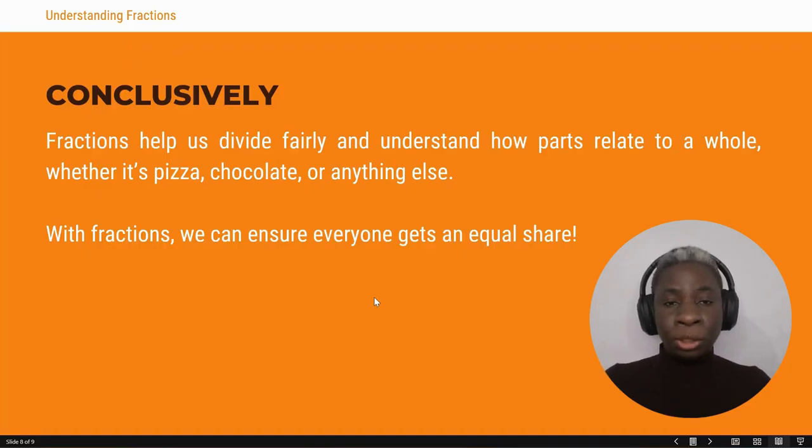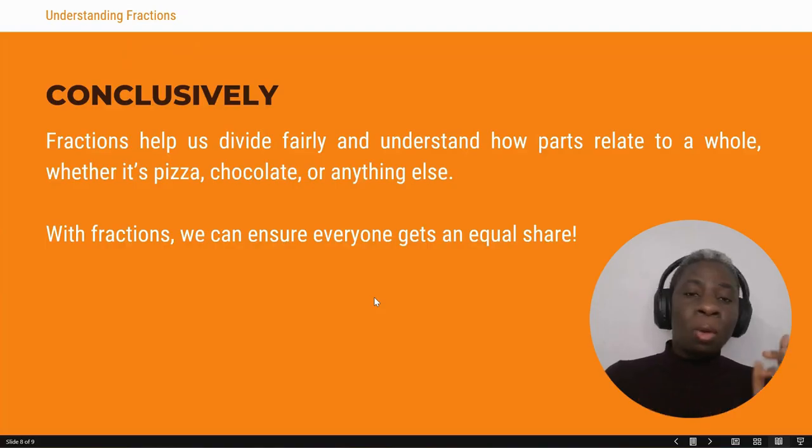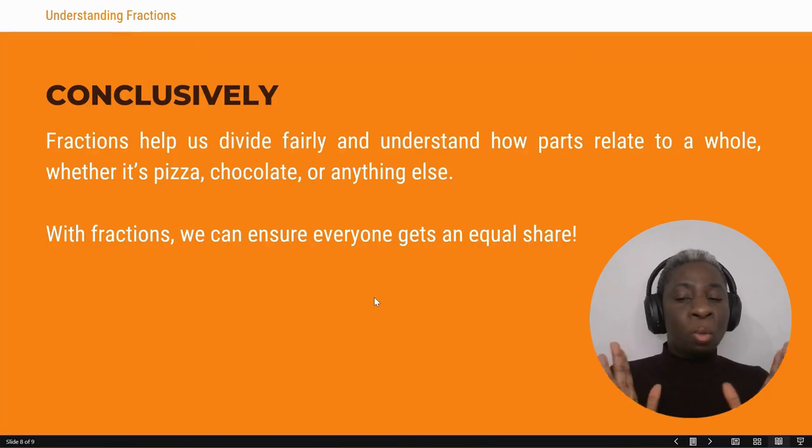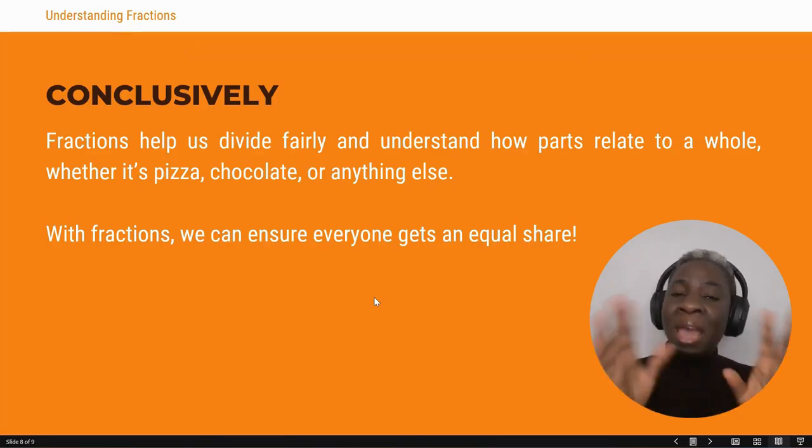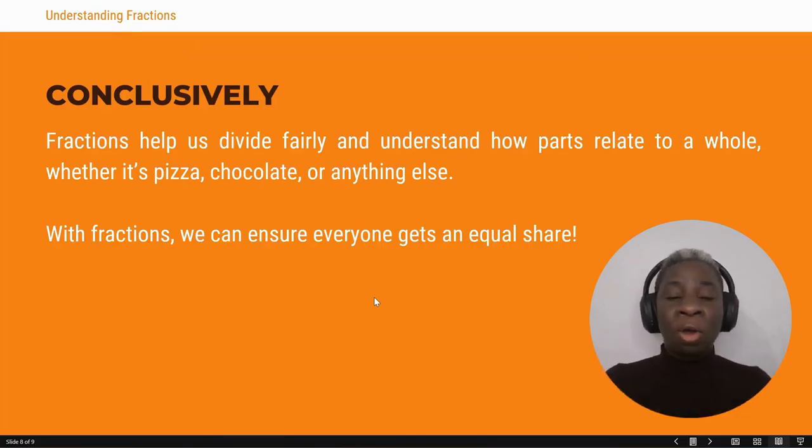So, in conclusion, fractions help us divide fairly and understand how parts relate to a whole, whether it's pizza, chocolate, or anything else. With fractions, we can ensure everyone gets an equal share.